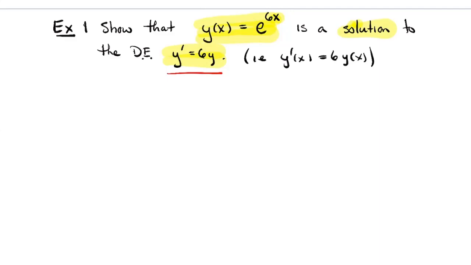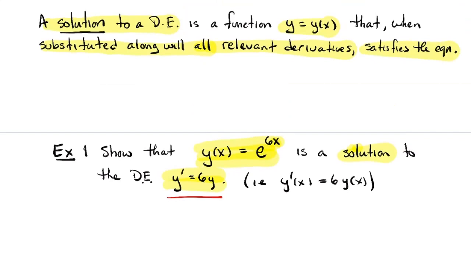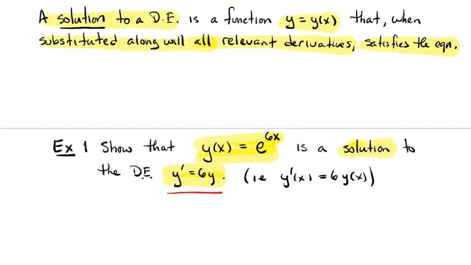Okay, so what does it mean, verify this is a solution? Well, what I need to do in this case is take my proposed solution, y of x, it's e to the 6x, and differentiate it once because there's only one derivative in the equation. I'm going to replace this y prime with its derivative after I calculate it, and then replace this y with e to the 6x, and see if that expression is true for all x. I think you can probably already see it is.